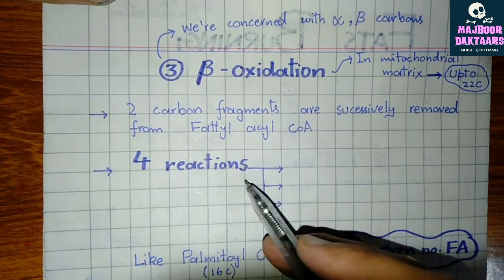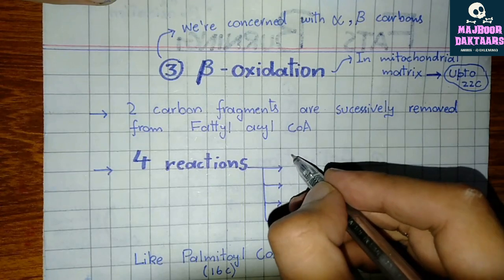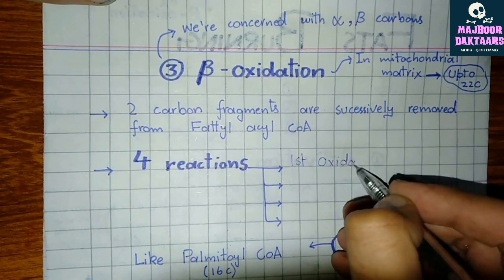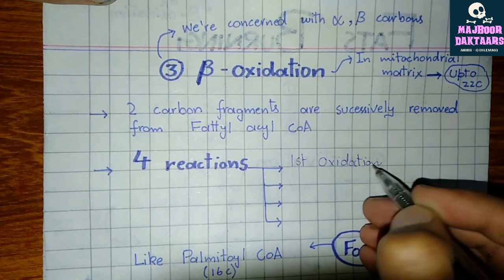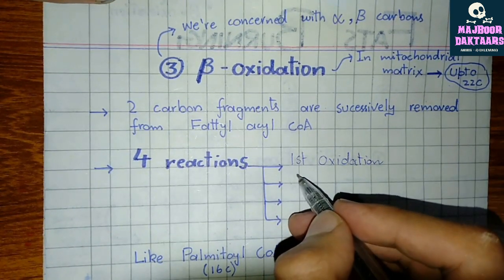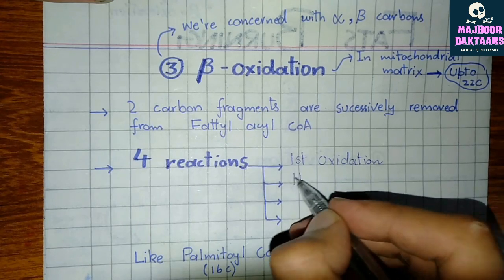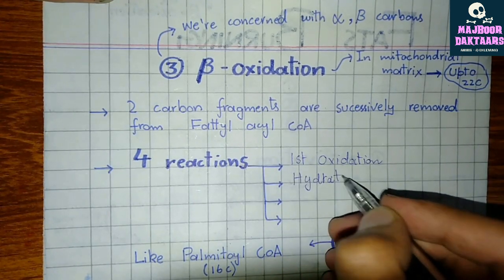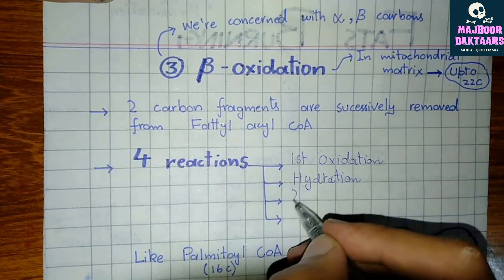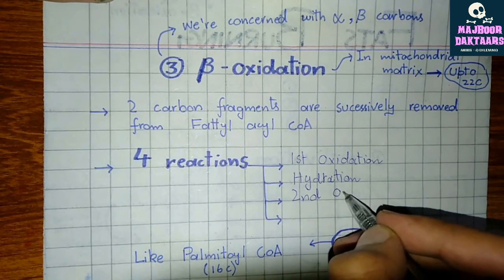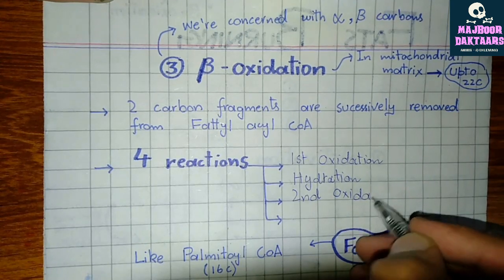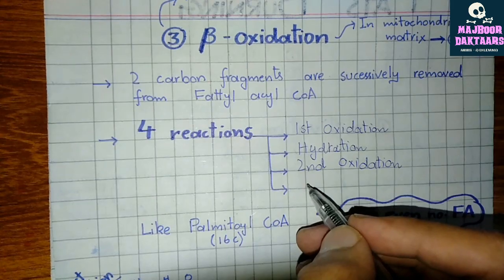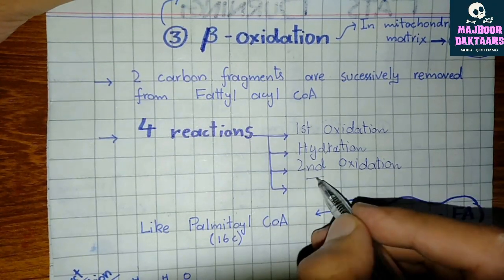So beta oxidation occurs in four reactions. The first one is the first oxidation, which produces an FADH2 molecule. The second one is hydration. The third one is the second oxidation, which produces an NADH molecule. And the last one is thiolytic cleavage.